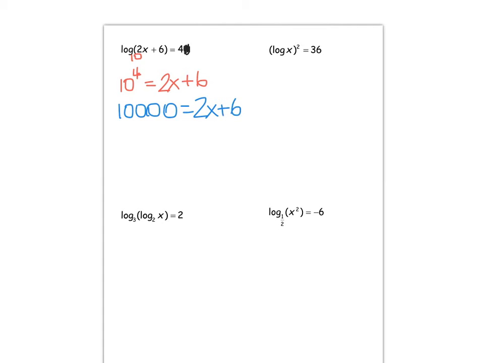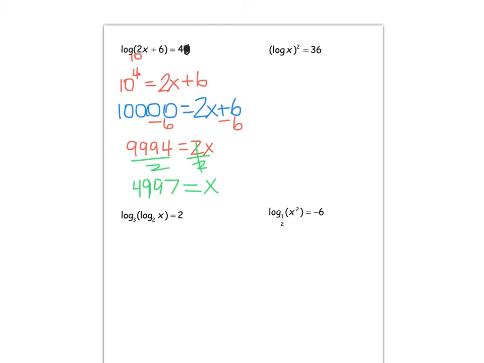And then I think we can pretty easily see how to play that from there. Subtract 6. So 9,994 equals 2x. So then divide by 2. For a minute, I'm going to check with my brain here. 4,997 equals x. Okay? So that's basically it.